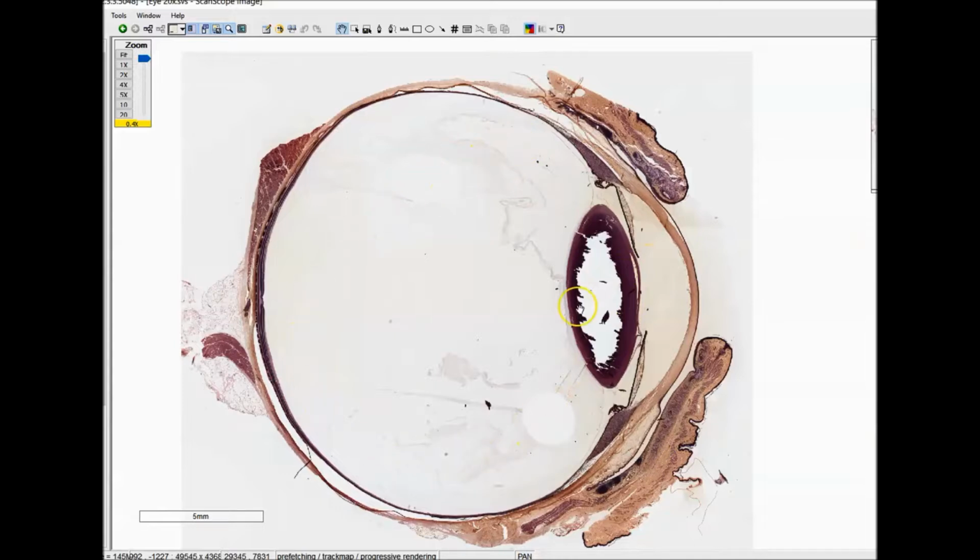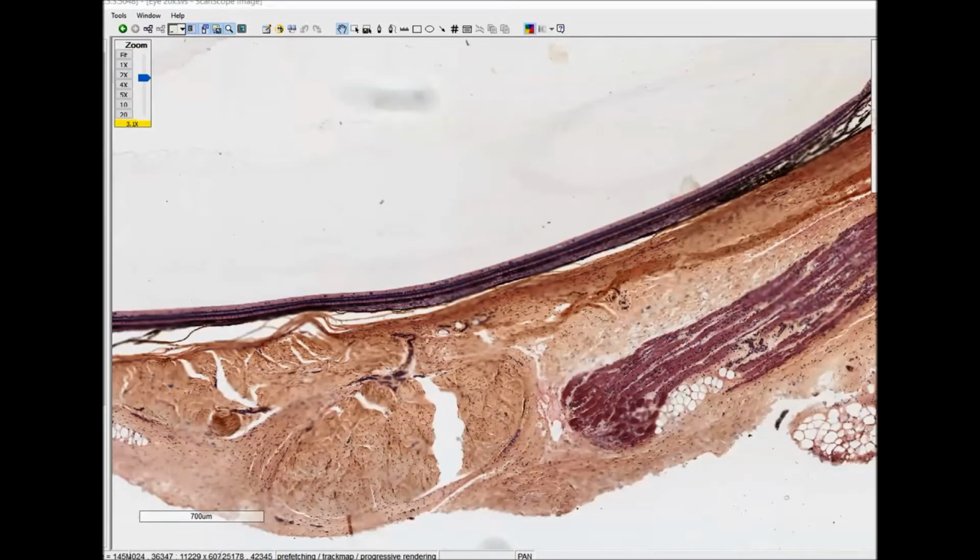The third chamber is out here. It's this large vitreous body chamber, and that is usually filled with the vitreous body, or as it's sometimes called, vitreous humor. Now let's take a look at some of the tunics of the eye.